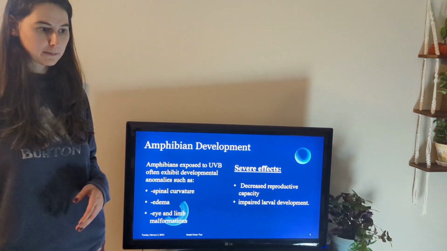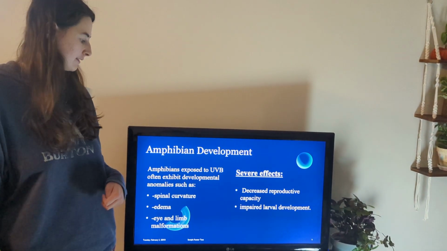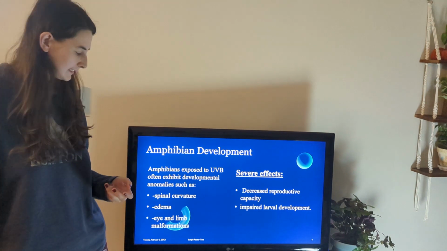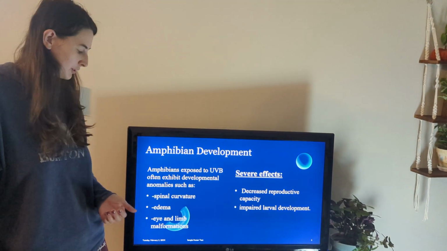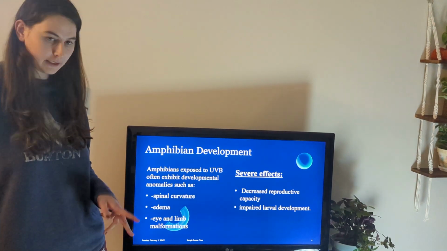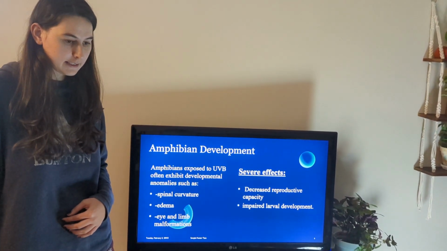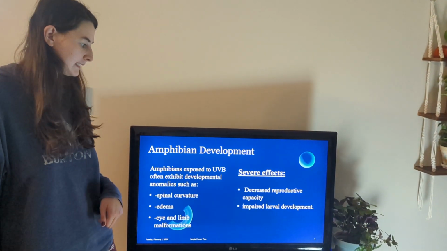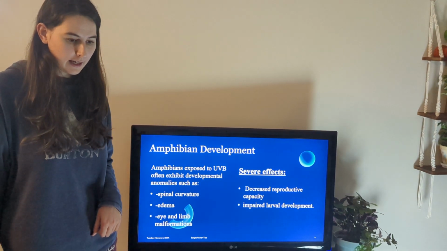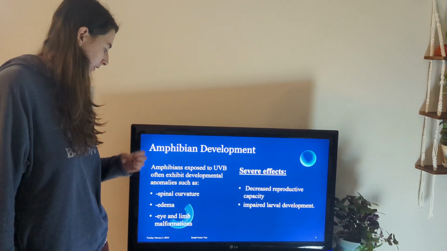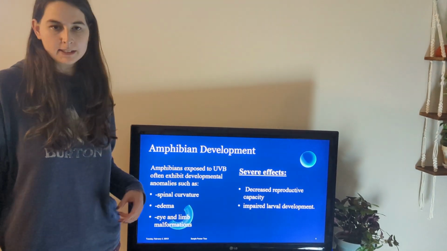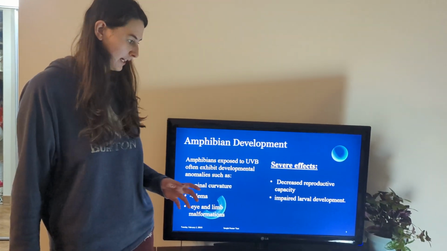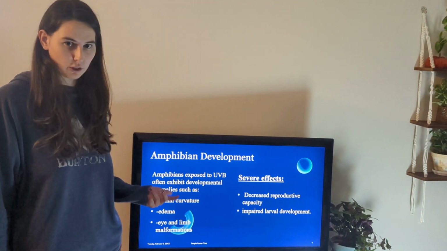Some problems that happen with amphibian development occur when they're exposed to UVB rays. Such things like spinal curvature can happen, edema, eye and limb malformations can occur, and some severe effects include decreased reproductive capacity and impaired larval development. And even with some of the less severe effects, it can still impair the amphibian's lifetime and ability to survive longer.